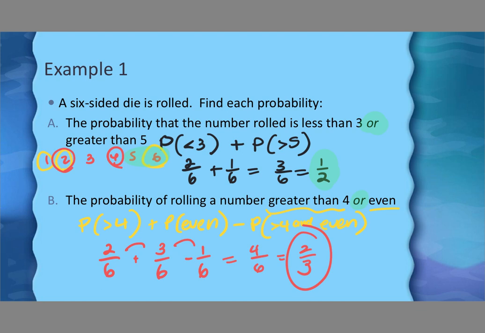Because it can't be both less than 3 and greater than 5. So that one's disjoint. If it's disjoint, you don't have to worry about subtracting the overlap.